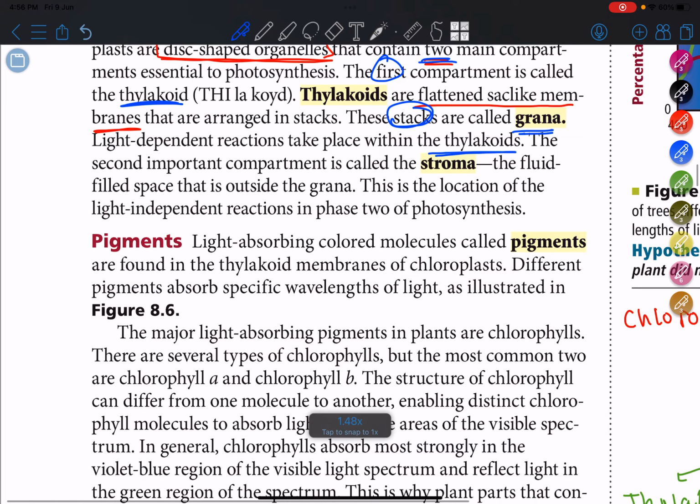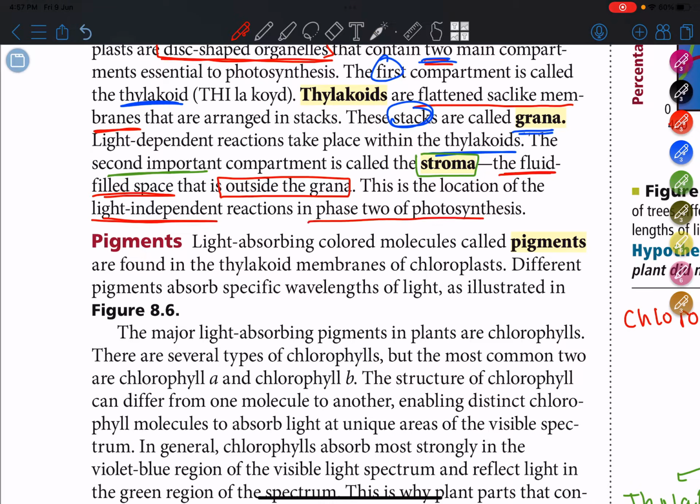Now, the second important component is called the stroma. The stroma is the fluid-filled space that is outside the grana. So it is outside of the thylakoid. It is outside the stacks of the thylakoid. Okay, it is in the membrane of the chloroplast. This is the location of the light-independent reaction, phase 2 of photosynthesis.